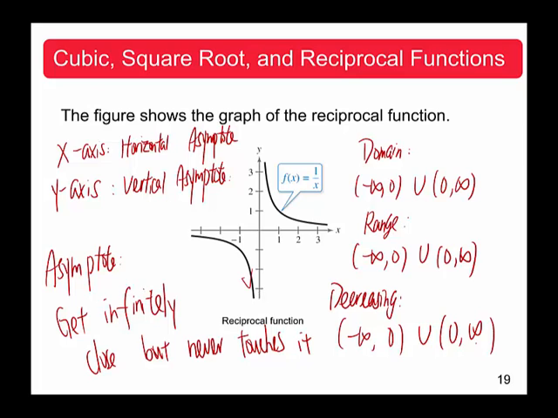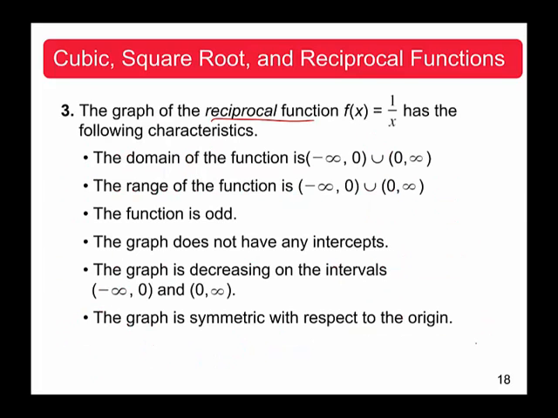Yep, and it's symmetric with respect to the origin. We can also easily prove it's an odd function. f of negative x equals 1 over negative x, so this is negative 1 over x. 1 over x is f of x, so this is negative f of x. Again, this tells us it's an odd function.